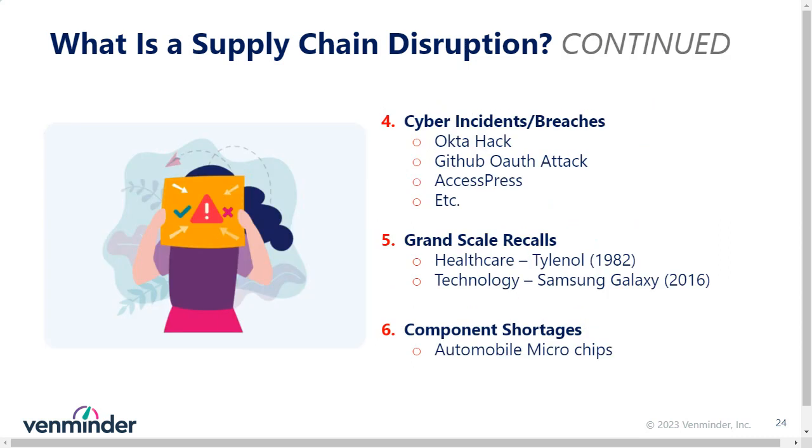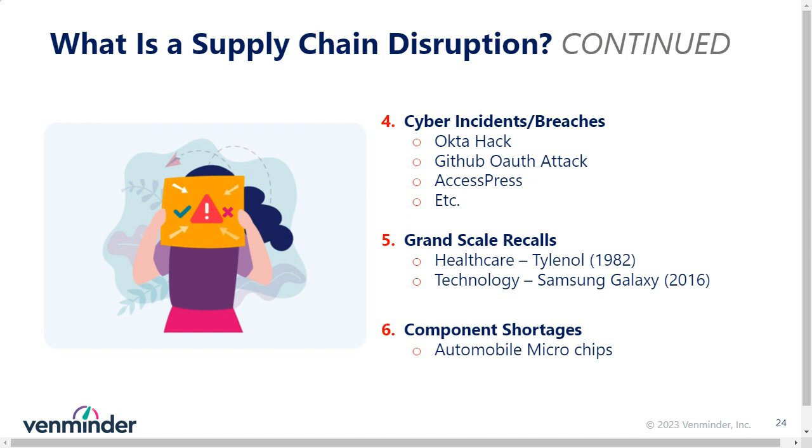All right, and here are a few more examples of supply chain disruptions. You have cybersecurity incidents or breaches, grand-scale recalls, or even component shortages. There are cybersecurity incidents such as the Okta hack. As I mentioned previously, a chain is only as strong as its weakest link, and this event was a perfect example of this, because what cybercriminals were doing was targeting low-paid tech support workers who had access to the keys to the kingdom, which is basically how the Okta breach happened. And there are other examples such as the GitHub attack, and others.